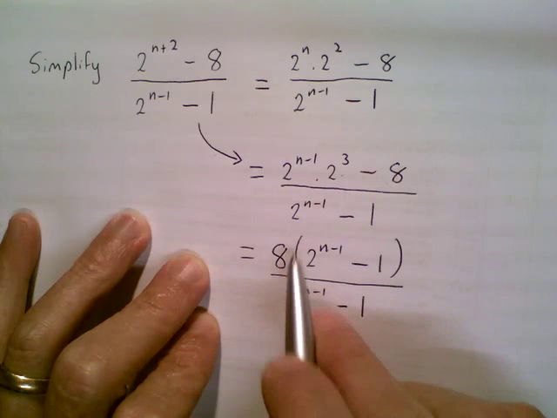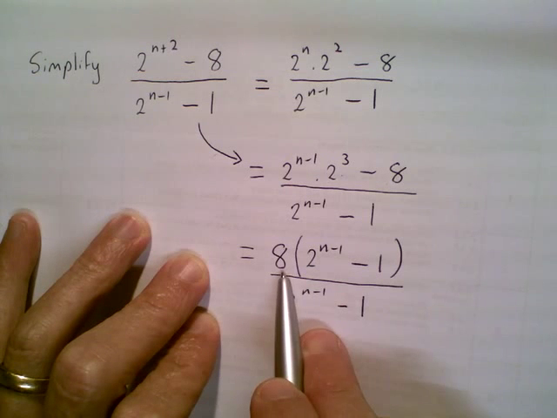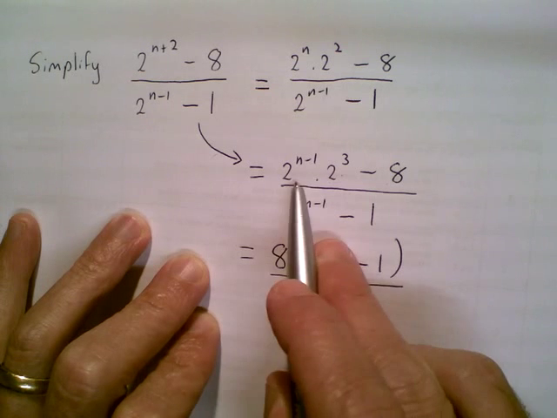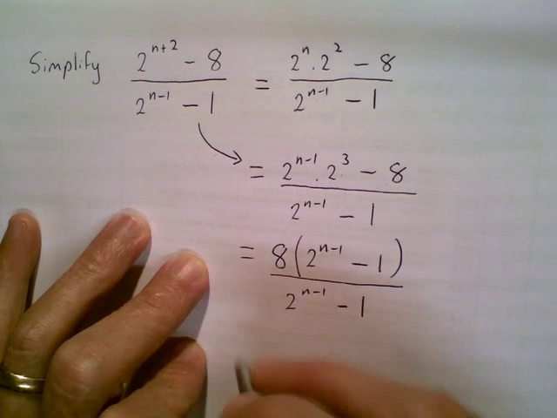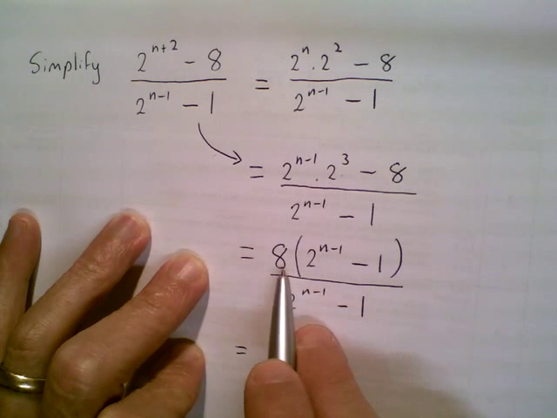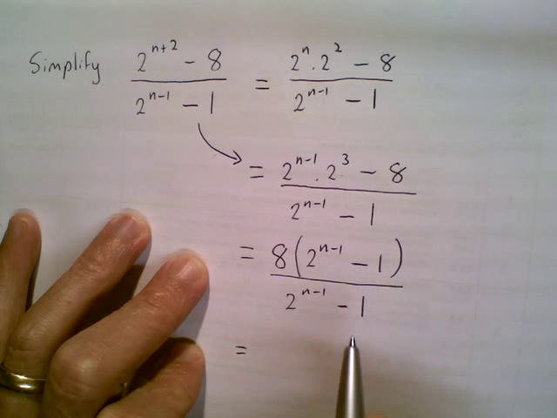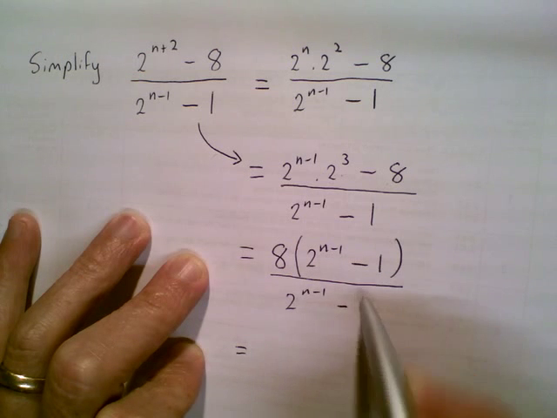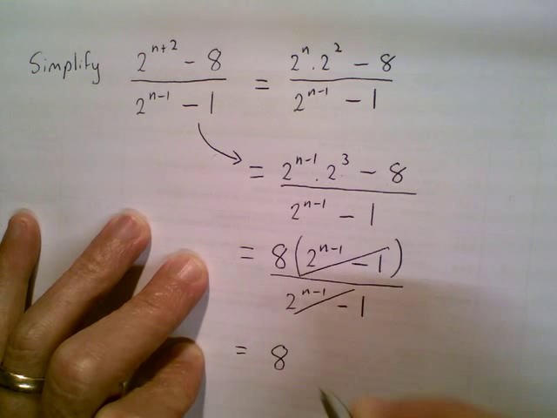And maybe just checking our factorisation from here to here by expanding back out. We've got 8 times 2 to the n take 1. That is the same as 2 cubed times 2 to the n take 1. And 8 times negative 1 gives us the negative 8. From here we can see on the numerator we've got two factors, the 8, and in the brackets here the 2 to the n take 1, which means we can cancel out this whole factor or bracket with our denominator. Cancels out and we're left with an answer of 8.